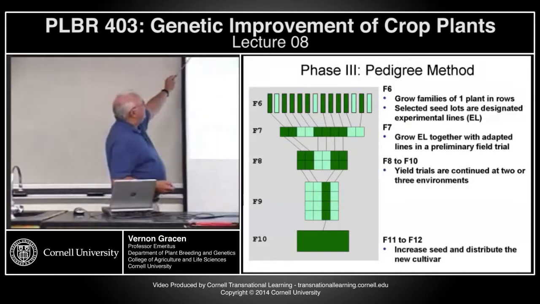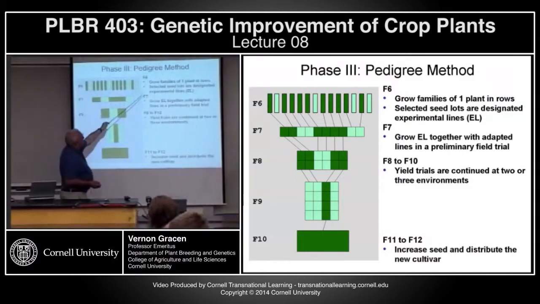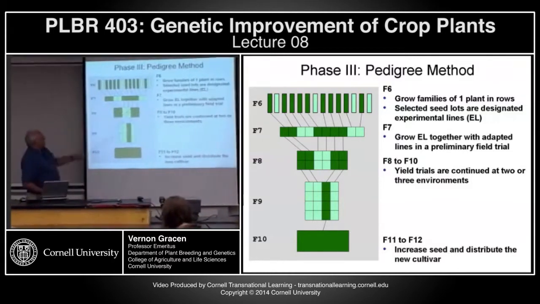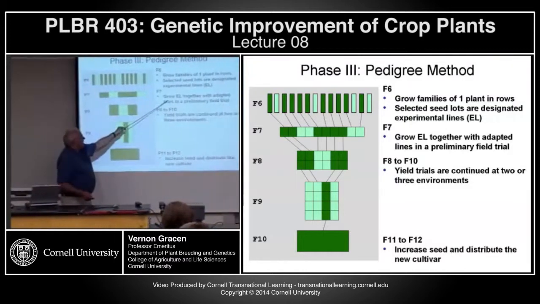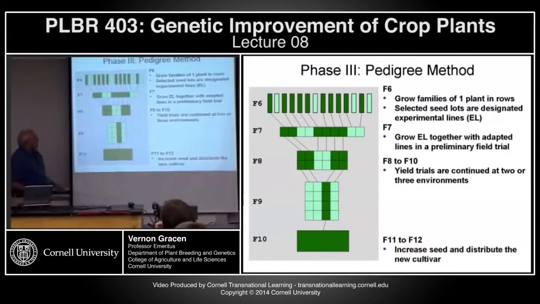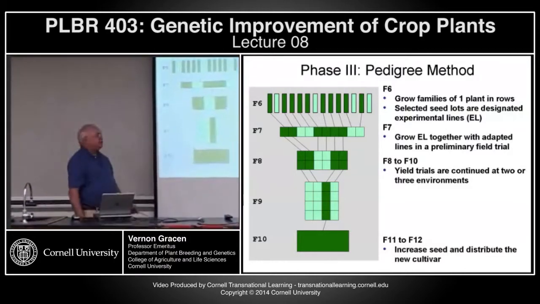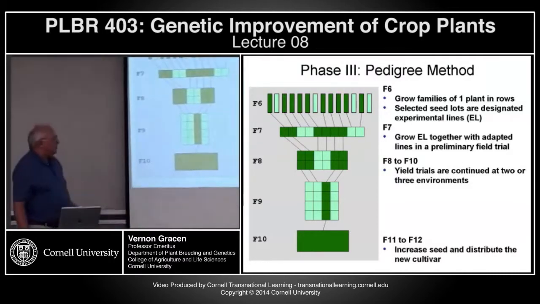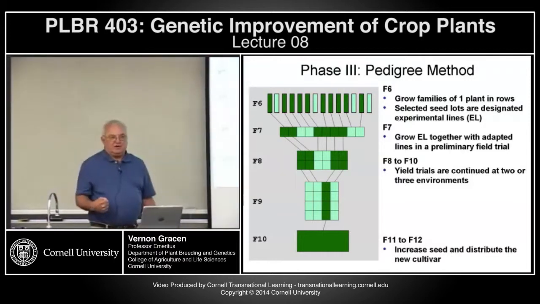So at the end, you grow the families in 1 plant rows and select designated seed sets and label them experimental lines. You grow the experimental lines together in a preliminary yield trial with standard varieties that are grown by farmers as checks. And you take those yield trials to 2 or 3 environments, and ultimately you increase the seed and distribute a new pure line cultivar.